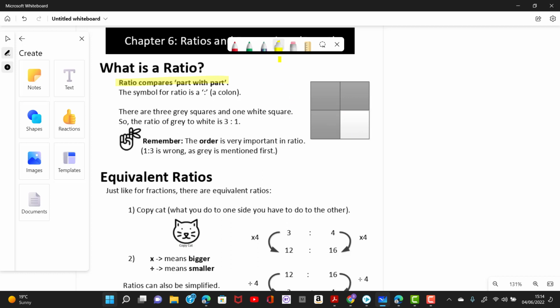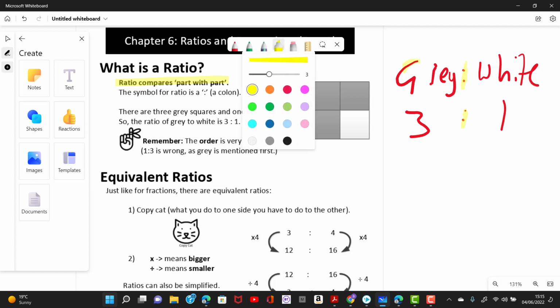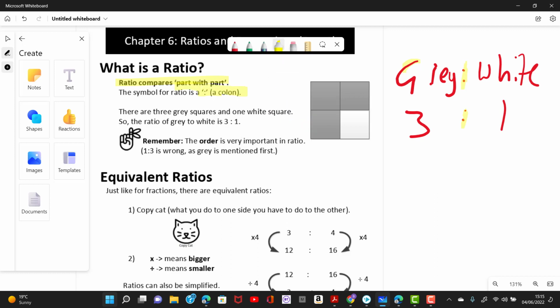So the way we would write that, if you're comparing grey to white, how many greys are there? 3, and how many whites are there? 1. And notice in between them is a colon. A symbol for ratio is a colon. So for every 3 grey squares, we have 1 white. That's how we do it.